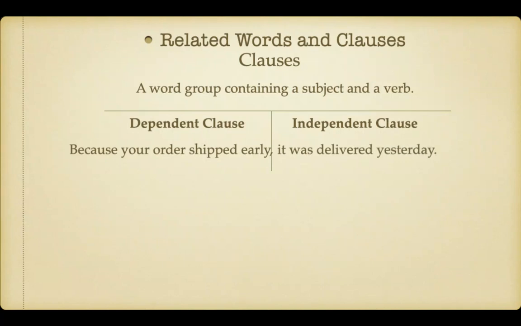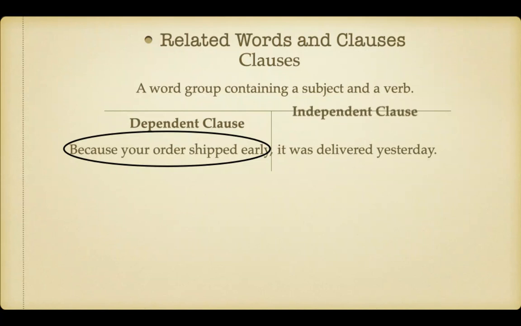Because your order shipped early, it was delivered yesterday. A dependent clause cannot stand alone as a complete sentence. This is the dependent clause. Notice that if I could lift this part of the sentence from the other part, it would not stand alone as a complete sentence. Because your order shipped early.